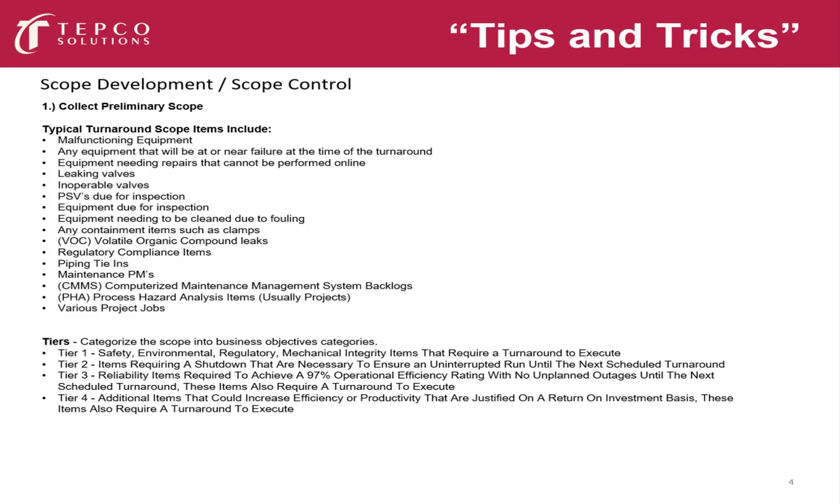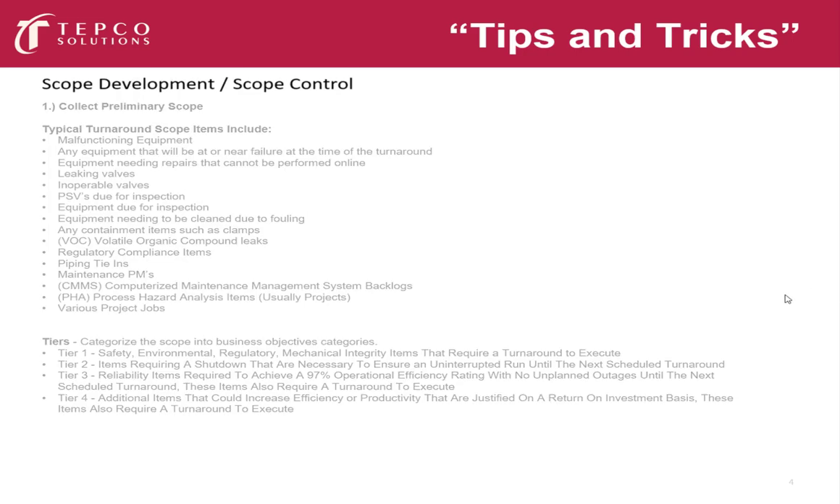Your tier 3 items are reliability items required to achieve 97% operational efficiency and make it to your next scheduled turnaround. And then you have your tier 4 items. These are additional items that could increase efficiency or productivity, and they're justified on a return on investment basis. These items also require a turnaround to execute, but tier 4 items can also be looked at as items that could be removed from your turnaround event for cost purposes. That's phase 1.